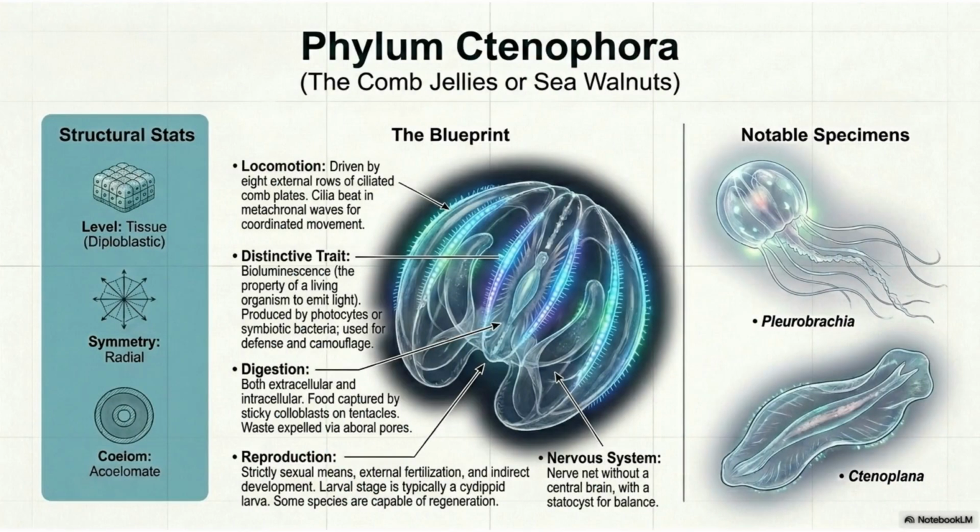Phylum Ctenophora, the comb jellies, possess tissue-level organization, radial symmetry, and are diploblastic and acoelomate. Distinctively, they use 8 rows of ciliated comb plates for locomotion and exhibit bioluminescence, using sticky colloblasts to catch prey.